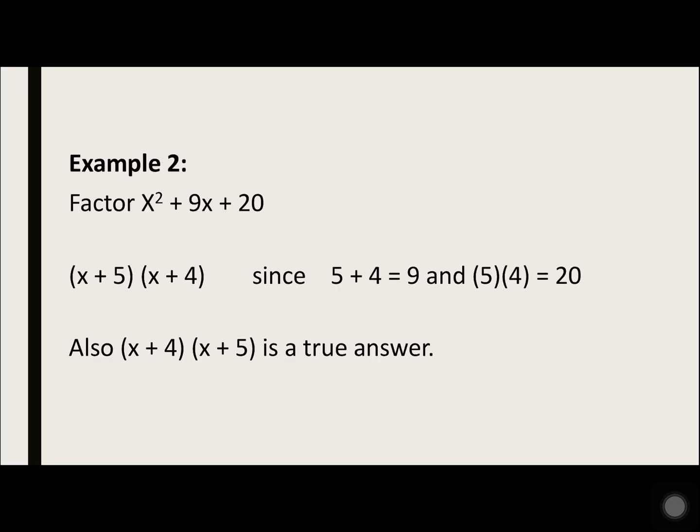Example 2, factor x squared plus 9x plus 20. X plus 5 times x plus 4, since 5 and 4 equals 9, 5 times 4 is 20. What multiplies to 20 and adds to 9? Always multiply to the end, add to the middle when you have 1x squared. You can also say x plus 4, x plus 5, because 4 and 5 also adds to 9 and multiplies to 20.